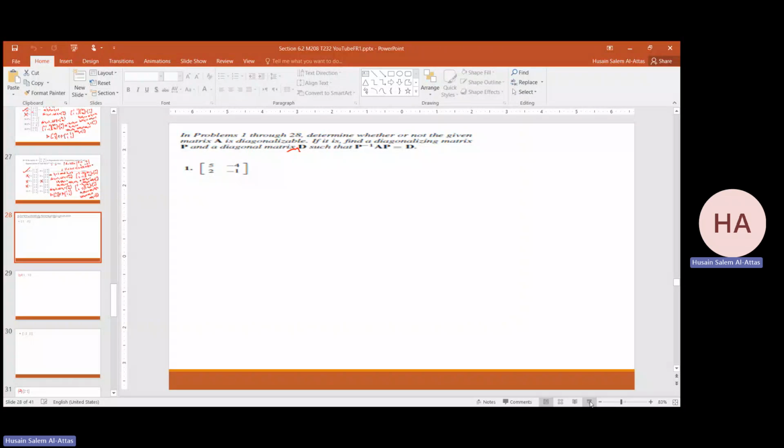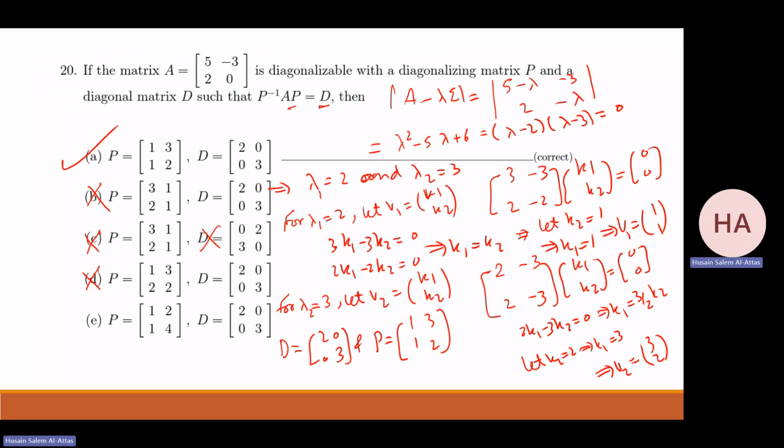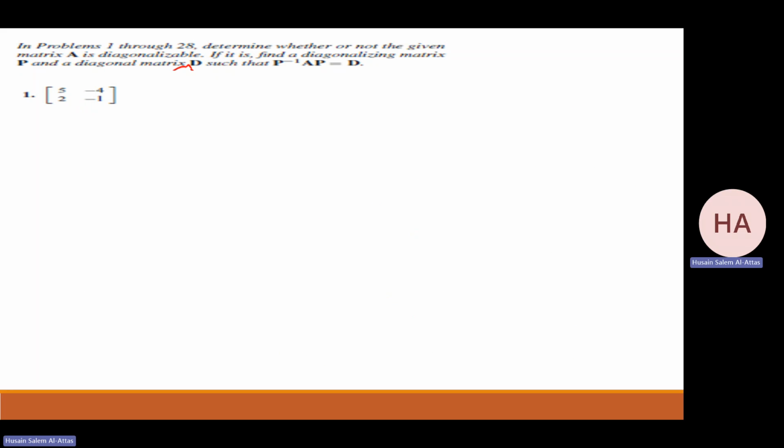Okay, Bismillahirrahmanirrahim. We finished now all the exam questions. Now we'll do questions from the book, problems 1 through 28. Let me try to do it. It says, determine whether or not the given matrix is diagonalizable. If it is, find the diagonalization matrix P and the diagonal matrix D.